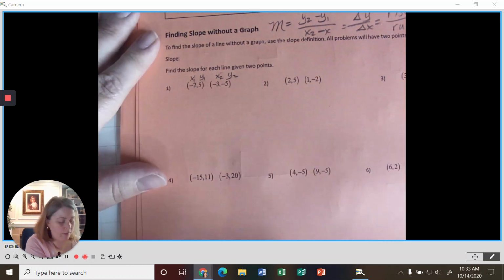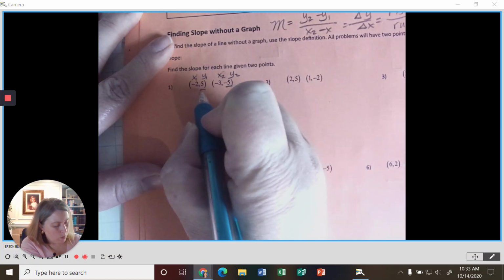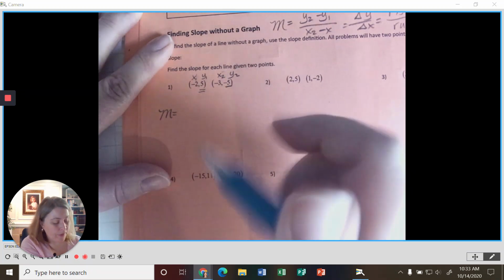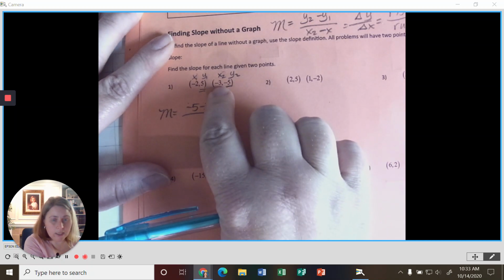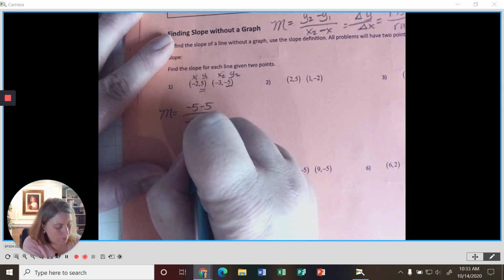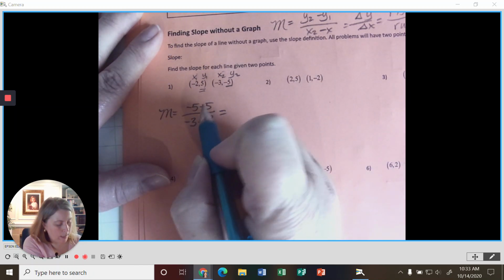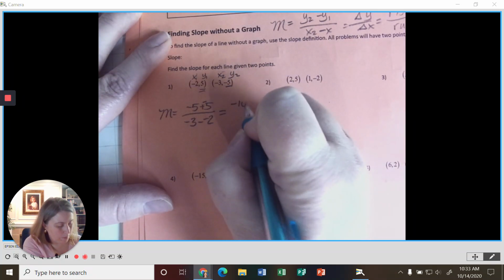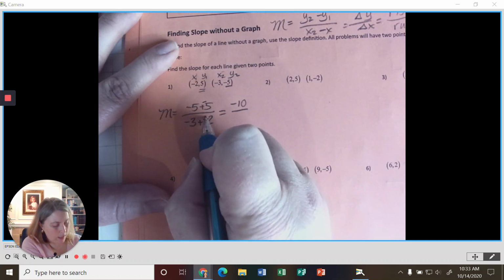Okay, so our change in y values is going to be y sub 2 minus y sub 1. So negative 5 minus 5. You have to go in that same corresponding order for your x values. Negative 3 minus negative 2. Never subtract, add the opposite. So negative 5 plus negative 5 is negative 10 over negative 3 minus negative 2.